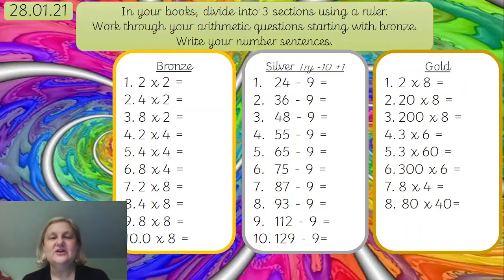Emerald and Green class, it's your maths lesson with Mrs. Ludd, your talking teacher head, and we're going to do our arithmetic this morning. We've got 3 little sections here to do, your bronze, silver and gold, and see if you can get those done. 3 sections in your book, and pause the video, get ready for your answers.